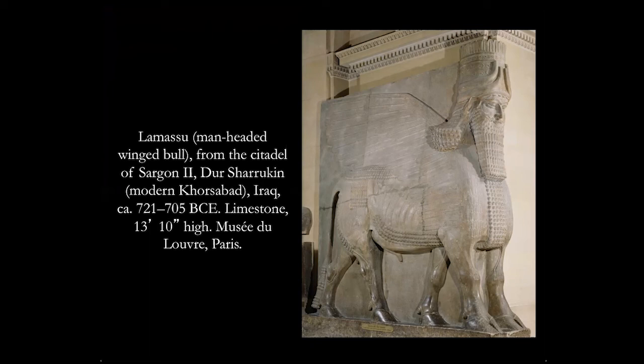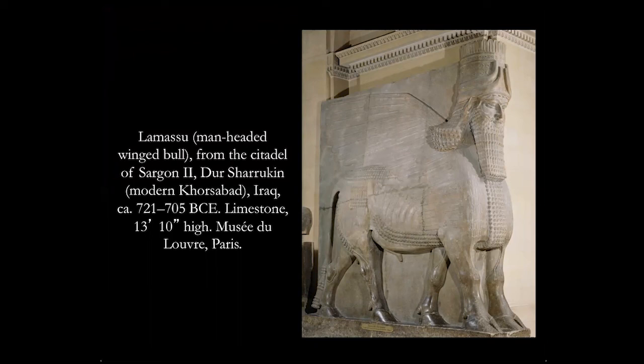The textures on the lamassu are also really great. You have this stylized texture of the hair and the beard of the man's face coming out down into the stylized texture of the bull's body. And then, of course, you have the texture of the wings at the top as well. So I think these are great. I just think they're adorable.